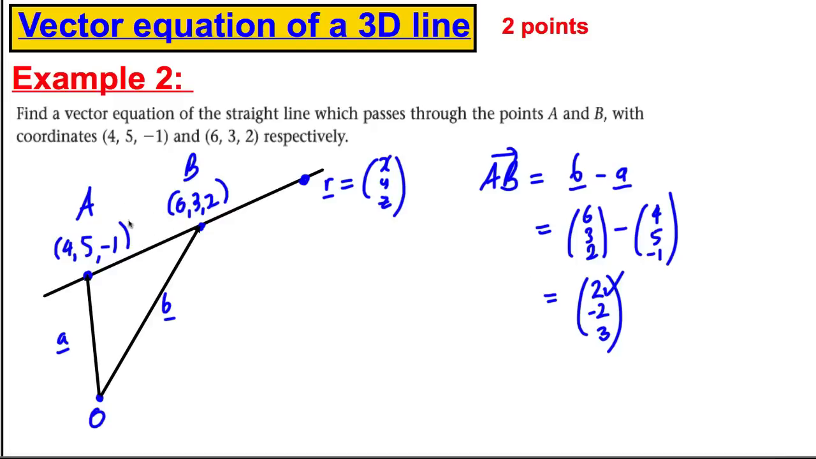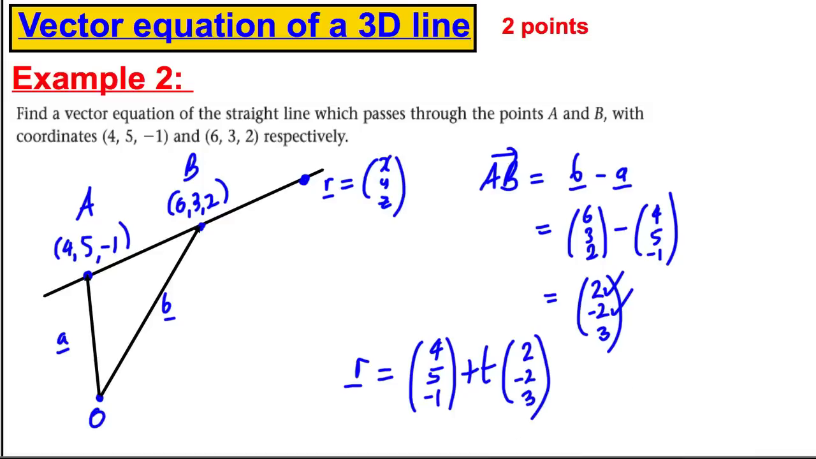You've got to go 2 back, from 5 to 3 is negative 2. And you've got to go 3 forwards, because minus 1 to 2 is 3. So there's the direction of the line, and therefore R would be a point on the line. Let's just use A, it's easier. You could use B, it doesn't matter. It would be (4, 5, -1) plus t lots of (2, -2, 3).